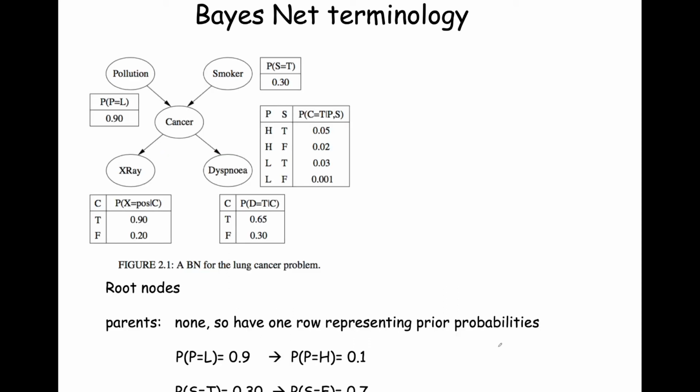All right, and so for the root nodes, you notice we have one row representing the prior probabilities. So for pollution low, it's 0.9, and therefore for pollution high, we're going to have 0.1, law of total probability. For smoker equals true, we're going to have another entry, and the probability of smoking equals false is going to be 0.7.